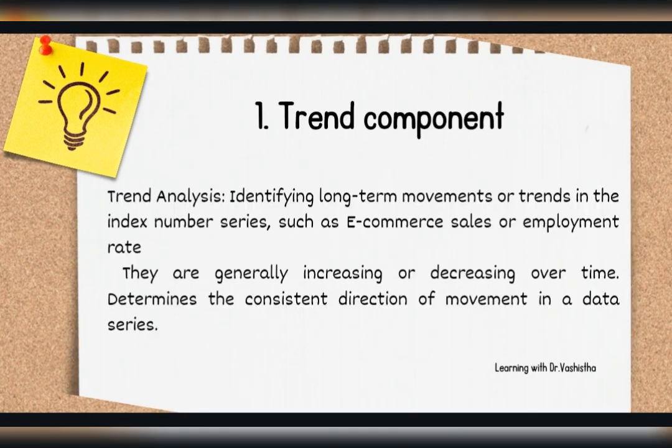So let us take the very first, the trend component. As the name itself suggests, it's the trend analysis component, which identifies the long-term movement or trend in an index number series. The trend can be upward sloping, downward sloping, or it can go horizontal also. A few examples are the e-commerce sale or the employment rate, whether it's going upward or downward, so what is the nature. That all comes under the trend component.